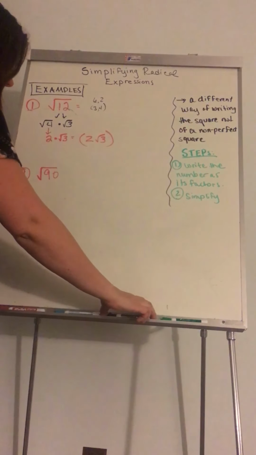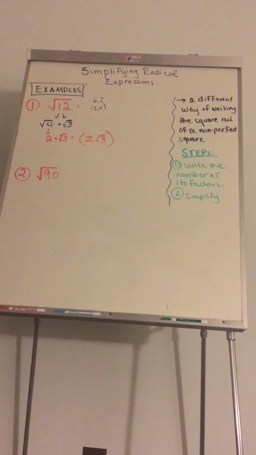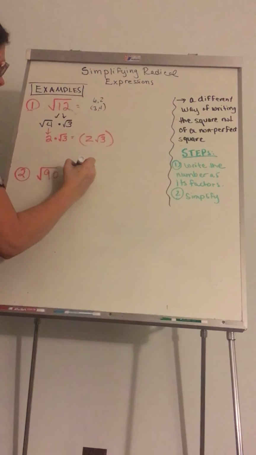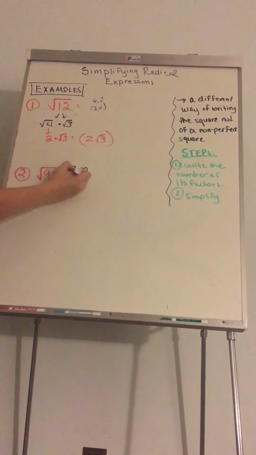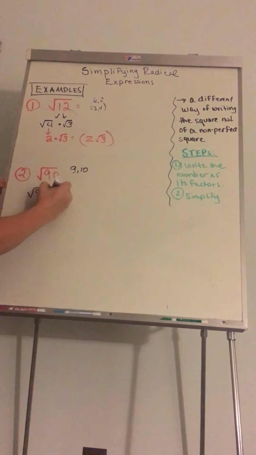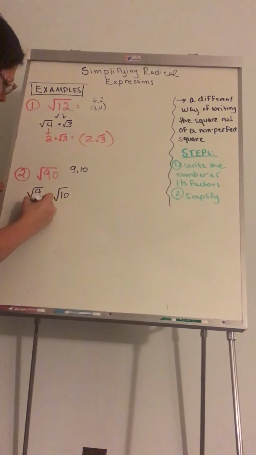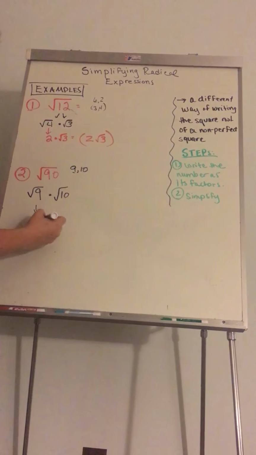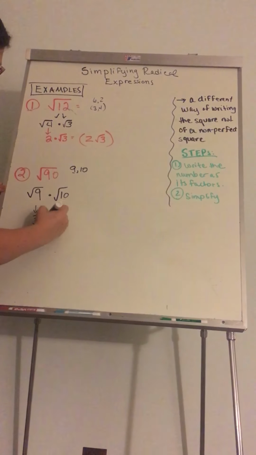Well, there are a few different factors. We could do 9 and 10, which is the easiest and serves our purpose because 9 is a perfect square. So this simplifies down to the square root of 9 times the square root of 10. The square root of 10 cannot be simplified any further into two perfect squares. I can simplify it to 2 times 5, and neither one of those are perfect squares. But I can simplify the square root of 9. The square root of 9 is 3.